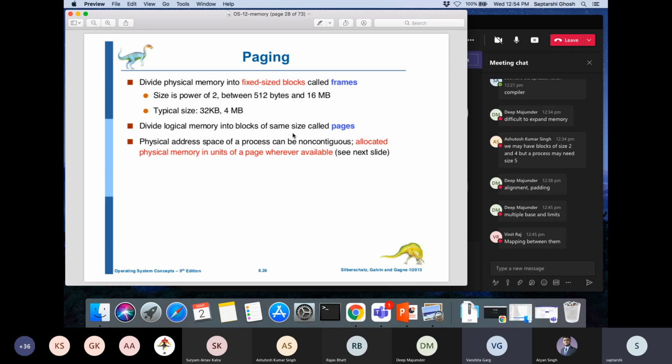So the physical memory is divided into fixed size blocks called frames. Usually the size of a frame is a power of 2. Small frames can be 512 bytes, large frames 16 MB. But in a given machine, the whole memory is divided into fixed size frames. Typical size is 32 KB, 4 MB. And the logical memory is divided into blocks of the same size called pages. So pages and frames are of the same size. And just like we had segments earlier, distributed in memory, pages of our process can be distributed in memory. So they can occupy frames which are not contiguous.